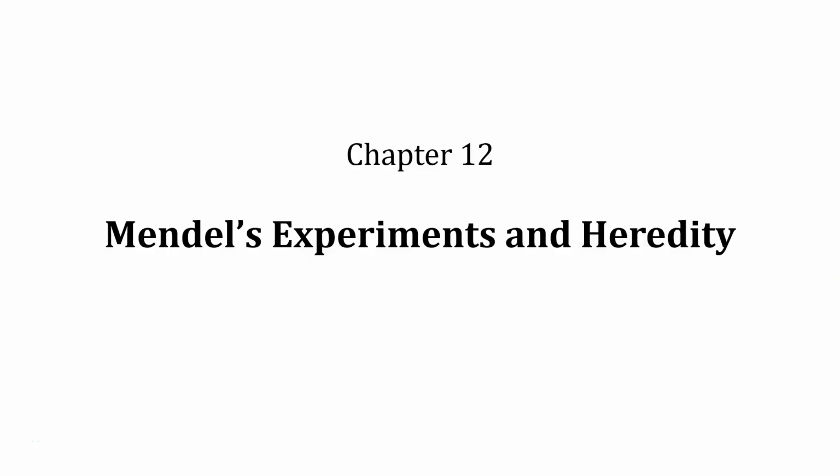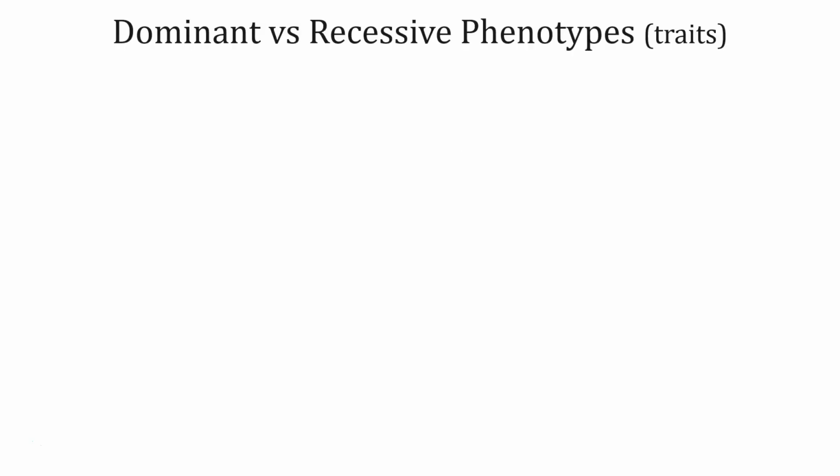Hi everyone, we're looking at chapter 12, which is all about this famous scientist named Johann Gregor Mendel, and what some of his experiments on pea plants taught us about inheritance patterns. So to start, we have to parse out the difference between dominant and recessive phenotypes.